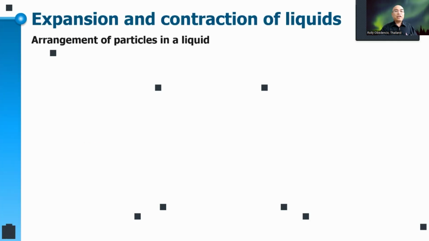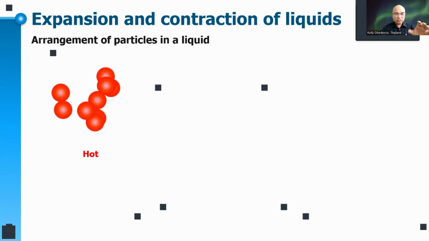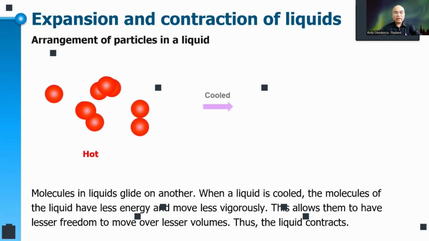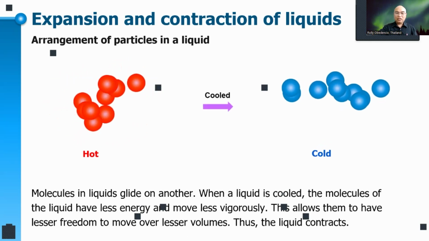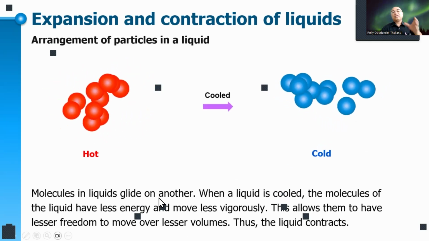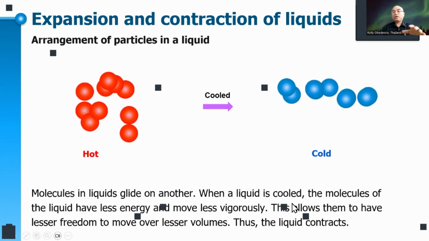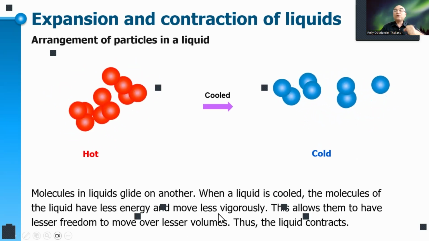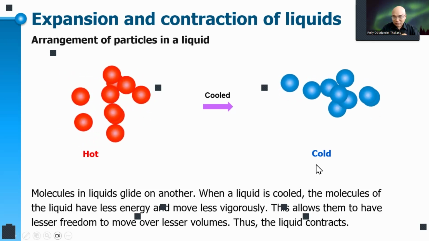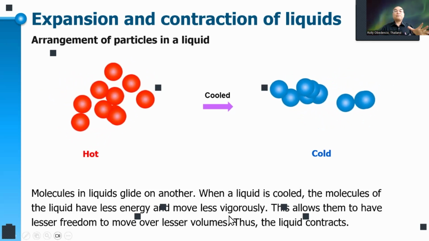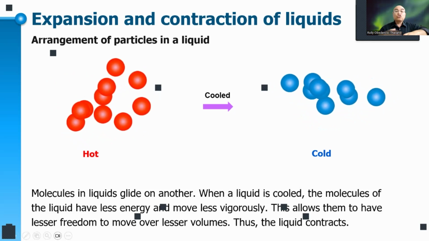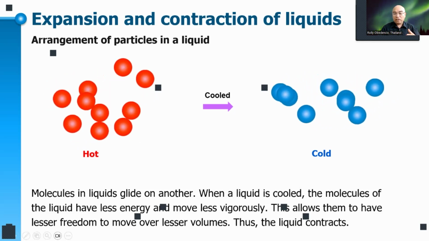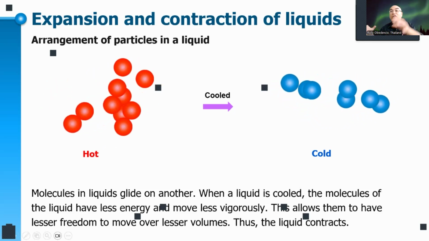Okay. What about the arrangement of particles in a liquid? When it is hot, look at the movement. All right. When it is cool, it looks like this. So molecules in liquids glide over one another. When a liquid is cool, the molecules of the liquid have less energy and move less vigorously also. So this allows them to have lesser freedom to move over lesser volumes. Thus, the liquid contracts. All right.